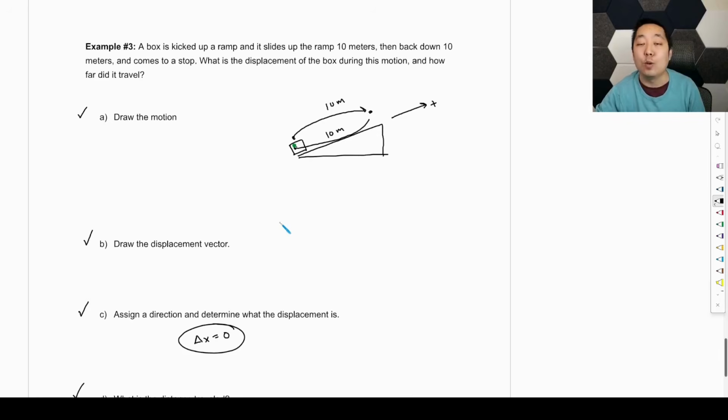Like I said, it will get more complicated as we layer on more advanced kinematic variables and we start solving more complex problems. But this is the foundational piece for how you identify vectors and handle the displacement vector.